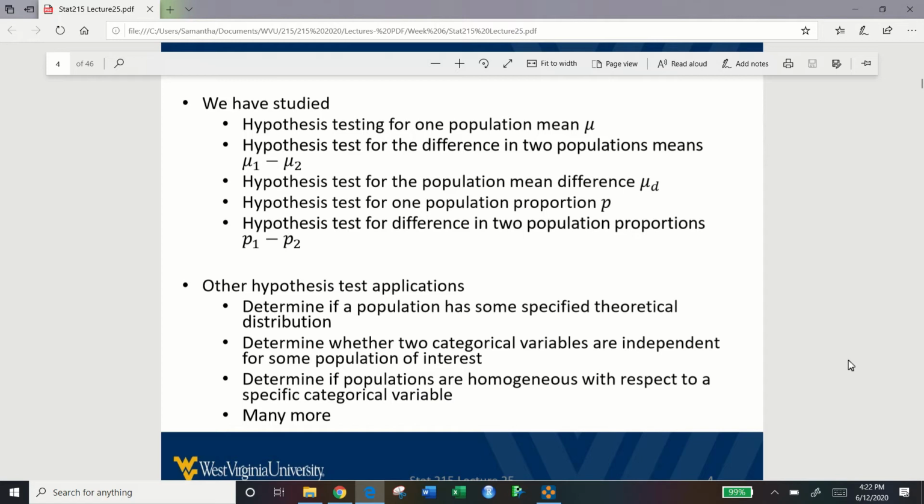However, hypothesis tests have other applications, such as to determine if a population has some specified theoretical distribution, to determine whether two categorical variables are independent for some population of interest, to determine if populations are homogeneous with respect to a specific categorical variable, and more.